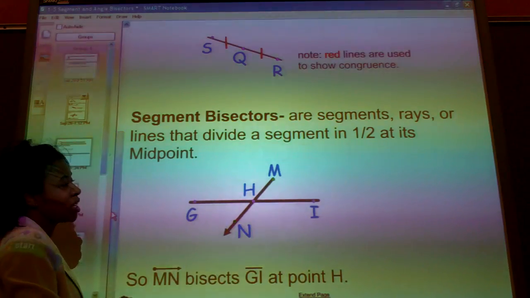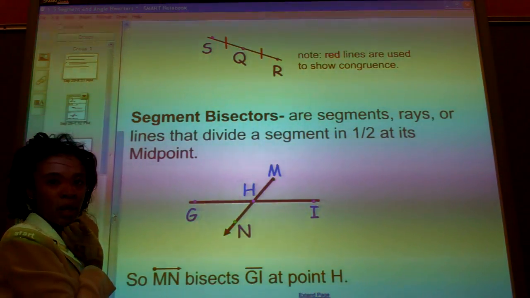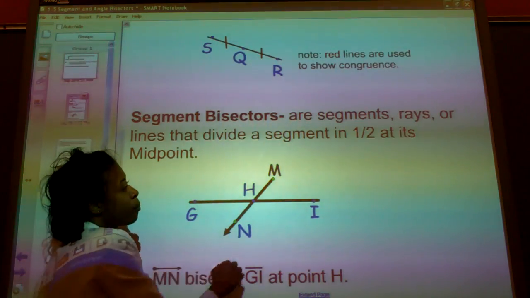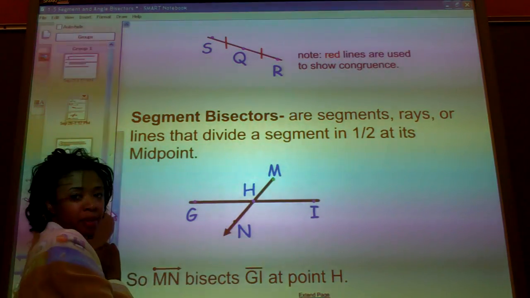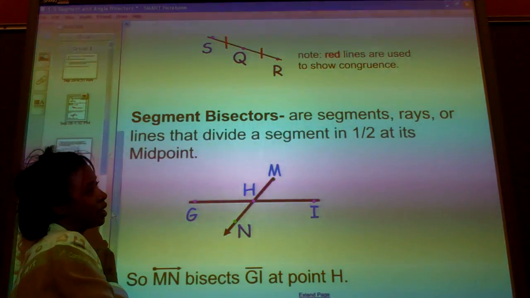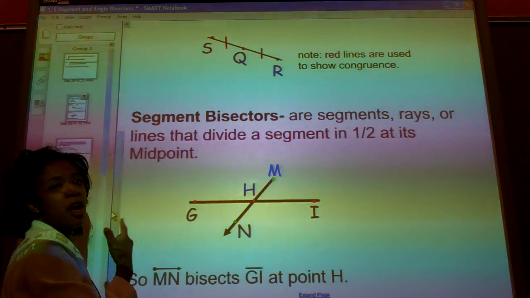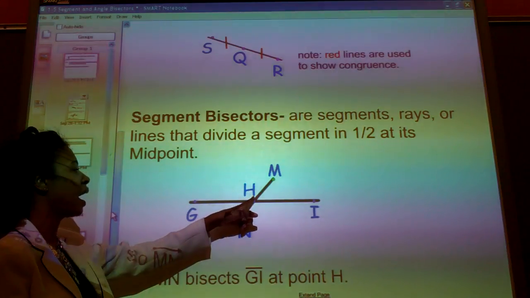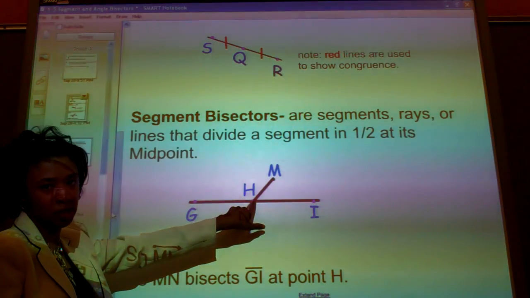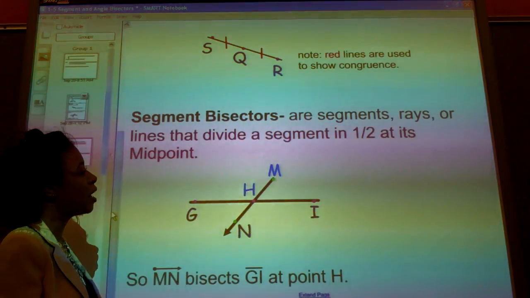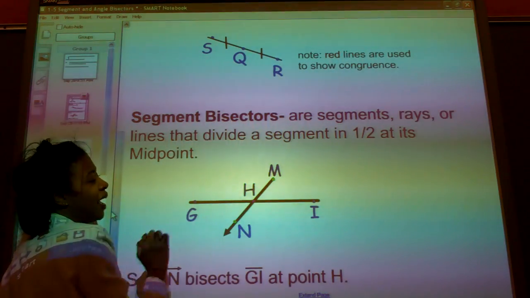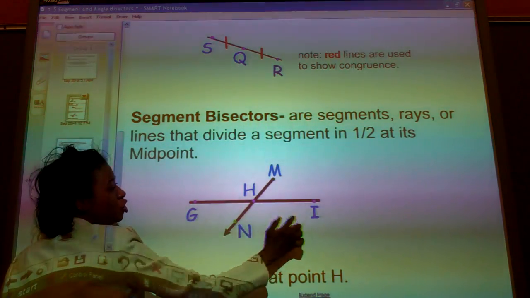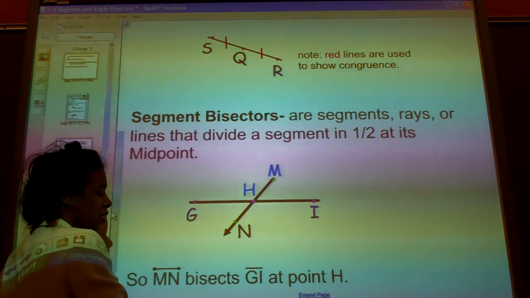Segment bisectors, instead of a point, you may have a segment, another segment. You may have a ray, as we do have here in ray MN. Or we may have another line that divides a segment exactly in half at the midpoint. The midpoint is point H. Point H is the midpoint of line segment GI. It divides it exactly in half.